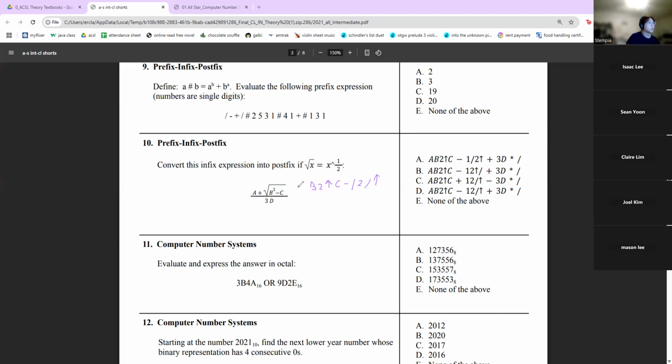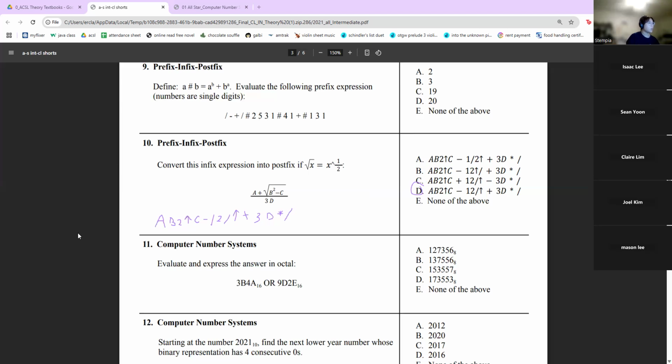To finish off our numerator, we're going to add this to a. Recall that a does happen on the left-hand side, so make sure you guys are writing that correctly in your postfix expression. And we're going to write a plus at the end. On the denominator, we have 3 times d. That's simple enough. It's just 3d with a multiplication sign at the end. And then finally, we are dividing the two of them because it is a fraction. So let's take our numerator, our denominator, and divide the two of them. That leaves us with a final answer of A B 2 exponent C minus 1 2 division exponent plus 3 D times division. That is going to be answer choice D.